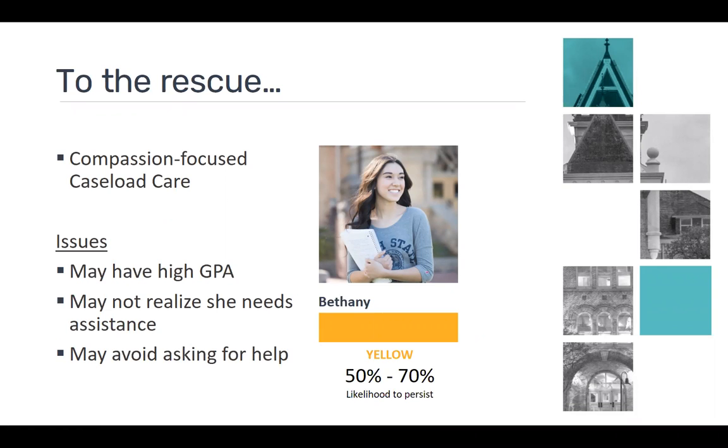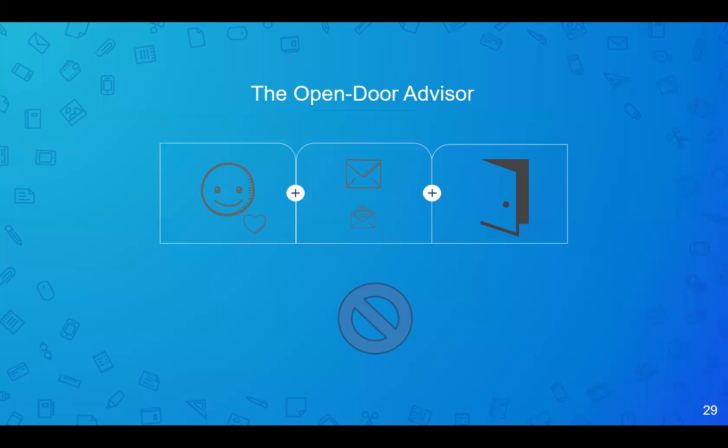And the other thing is Bethany may avoid asking for help. And this is important because I really am campaigning against what I call the open door advisor, where advisors who have a really good heart, all advisors sign up to be advisors because they're compassionate, right? They're good people. They send emails, and maybe the emails even get opened, and they have an open door policy. My door is always open. And this is not what we find is effective with this notion that there are students out there who need our help that analytics can help us identify. The open door advisor is not a good advisor. And I'll explain. Let me explain.